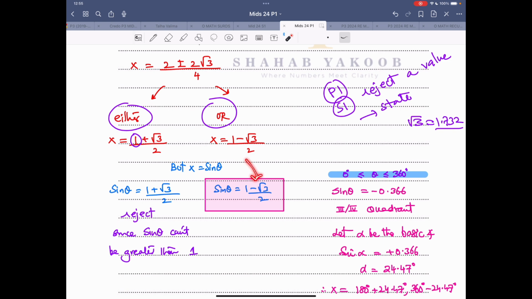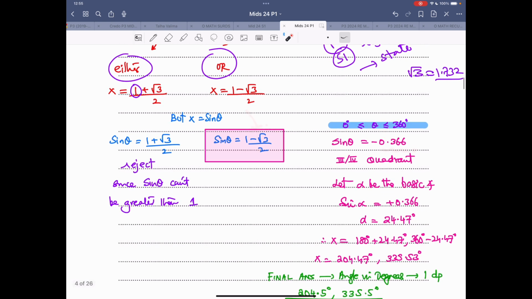Now you pick up this value. You convert it into decimals. There is a negative sign, sine theta. Sine of any angle is positive in the first and second quadrant, but negative in the third and fourth quadrant.